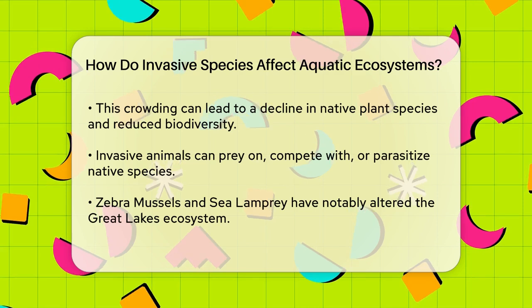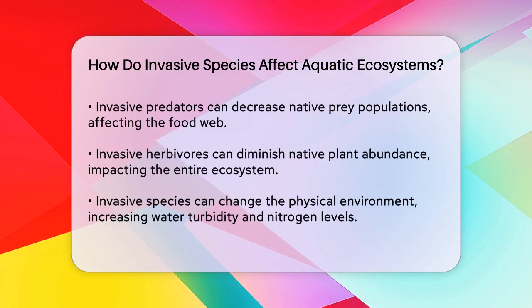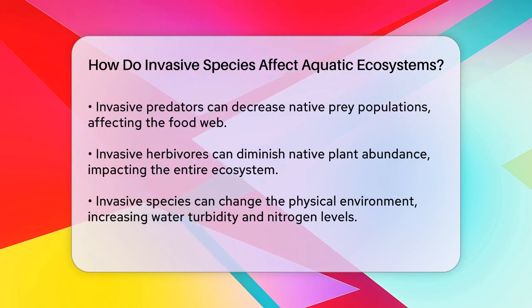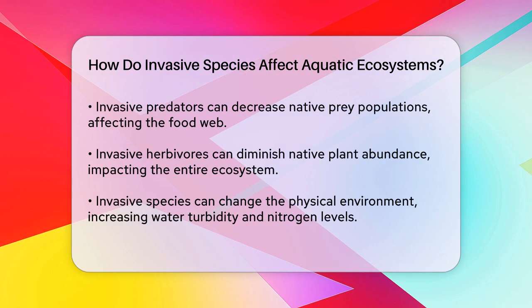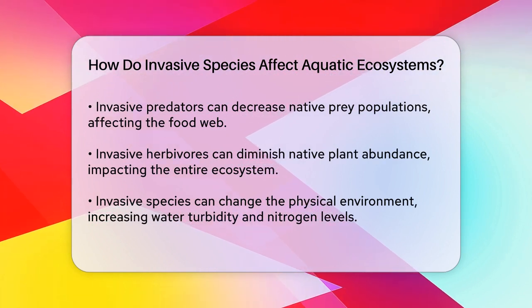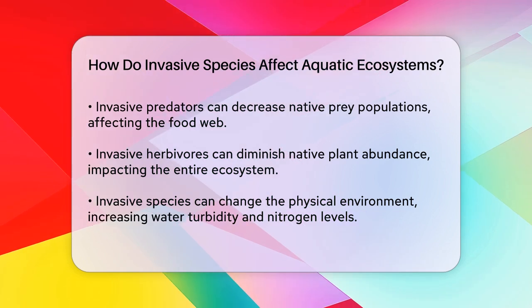Invasive predators can deplete the populations of native prey species, while invasive herbivores can reduce the abundance of native plants. This cascading effect can lead to changes in the entire food web, affecting everything from zooplankton to fish.